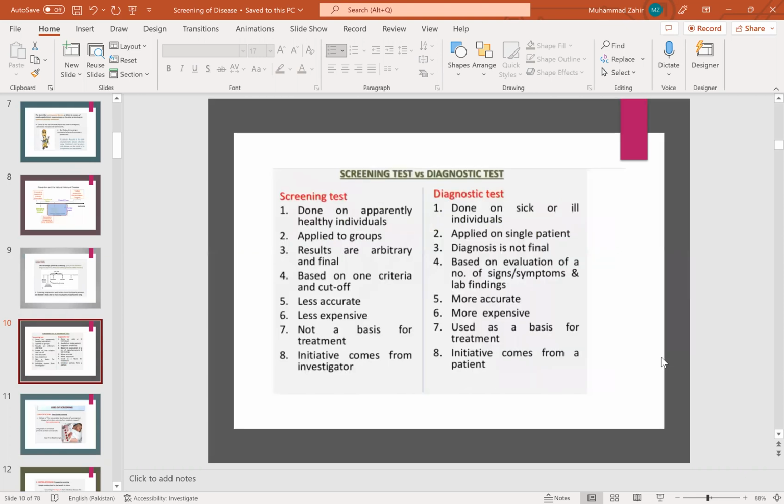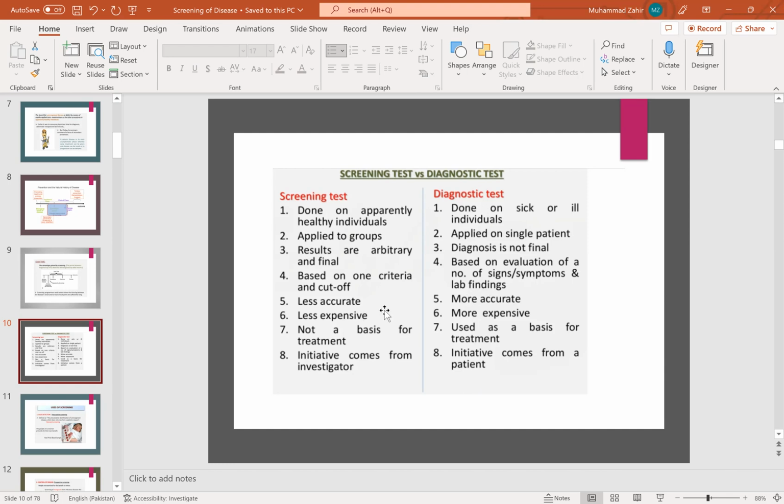Talking about the differences between screening and diagnostic tests. Screening tests are done on apparently healthy individuals, whereas diagnostic tests are done on sick or ill individuals. Screening is applied to groups; diagnosis is applied on a single patient. Screening results are arbitrary and final; diagnosis is not final. Screening is based on one criterion and cutoff, whereas the diagnostic test is based on evaluation of a number of signs and symptoms and lab findings.